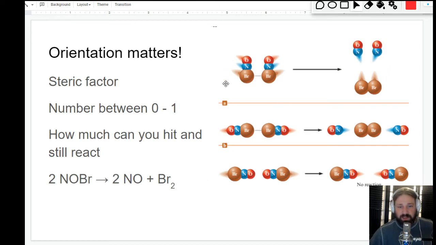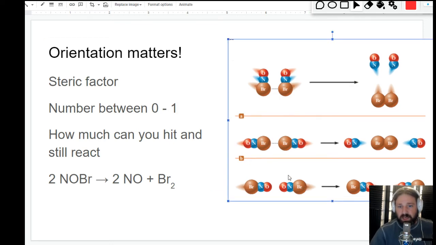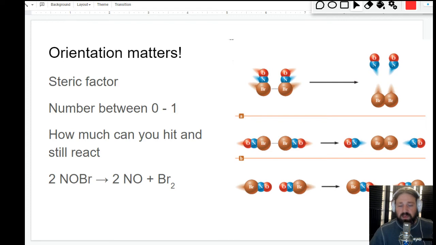If it hits like this, then you can imagine that the bromines can actually form a bond and move on. If it hits like this, the bromines can still hit a bond and move on. But if it hits like this, where the oxygens hit, the bromines are so far apart that no bond can actually form in this. So not only do they have to hit, but they have to hit the right way.